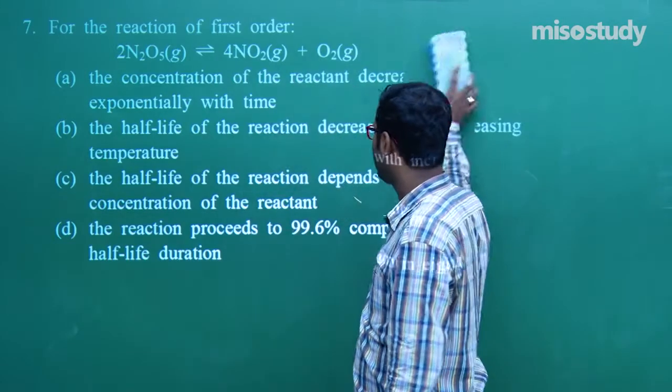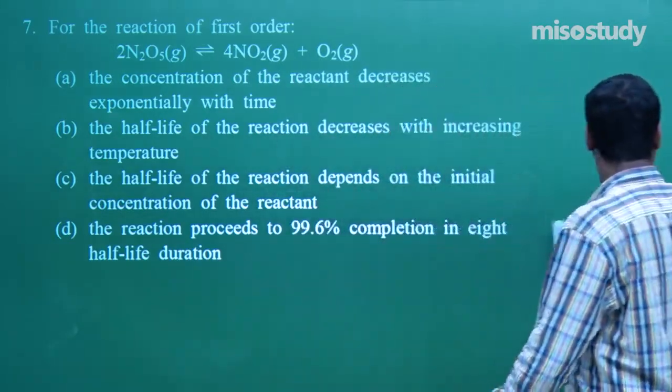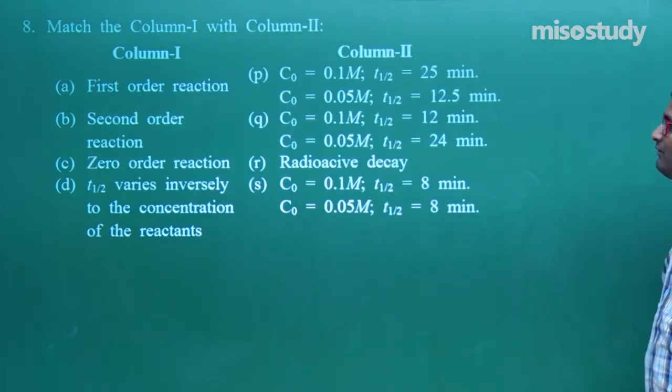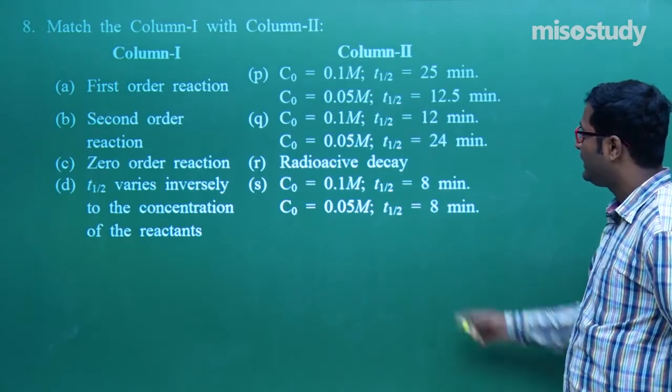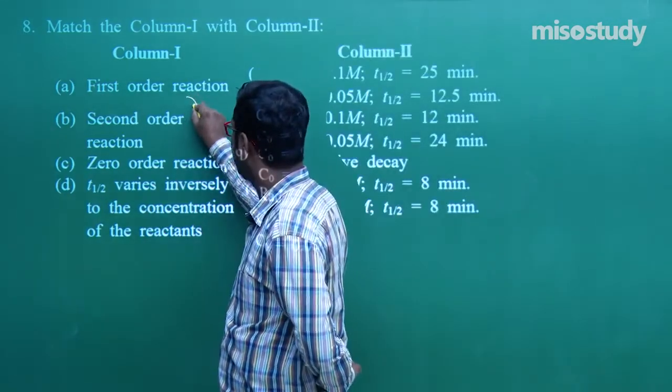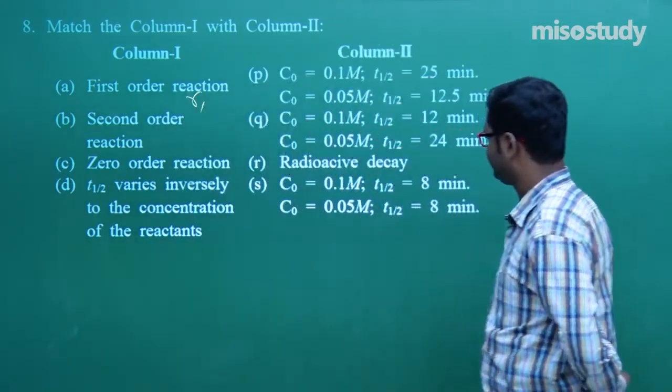I am going to rub this part and we will discuss the next one. Wait for a moment. That is question number 8. Match the following. First order reaction. As we know, radioactive decay is a first order reaction. So for A, R is the first choice.